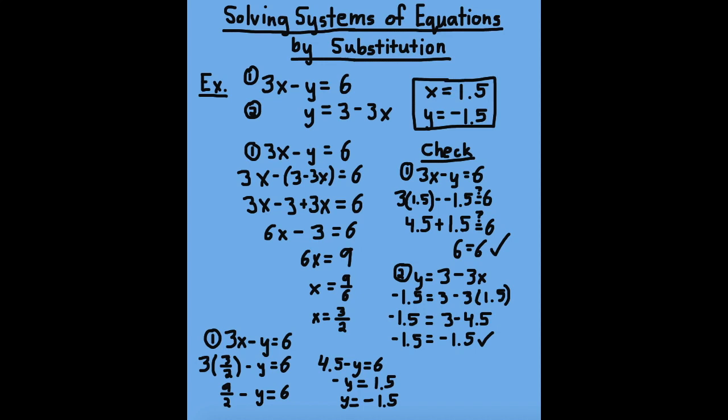Let's try another example. Let's say we have the problem 5x minus y equals 1, and 3x minus 2y equals negative 12. I will label this equation 1 and this equation 2. How will we solve this system of equations by substitution?